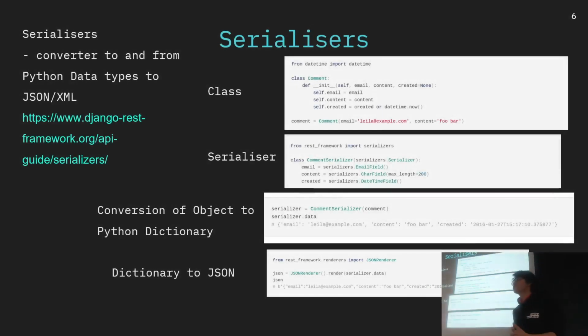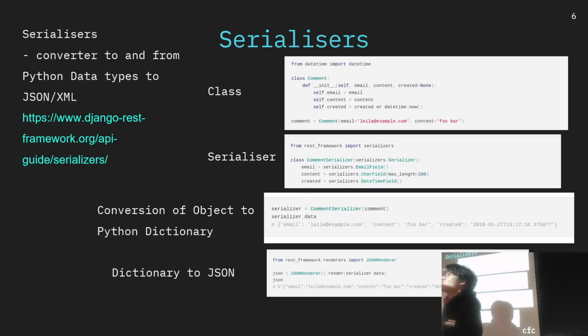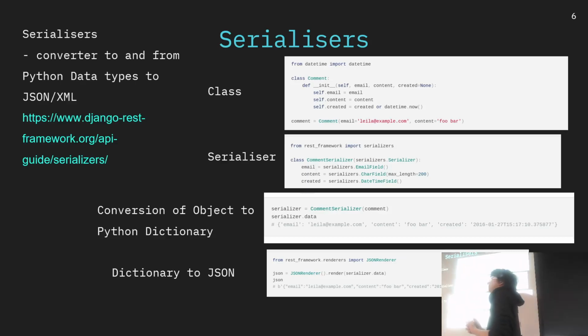Now let's go on to one of Django's important bits, the serializers. So what are serializers? They're basically just a converter. They convert to and from Python data types to JSON and XML. As you know, JSON and XML are particular data types that we interact with whenever we're dealing with front ends that are requesting data from a backend.